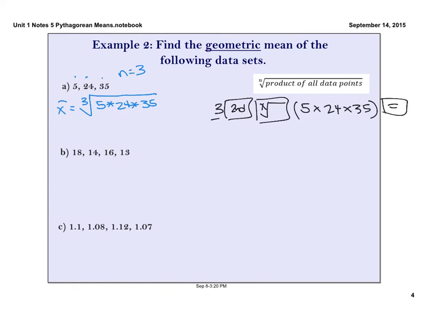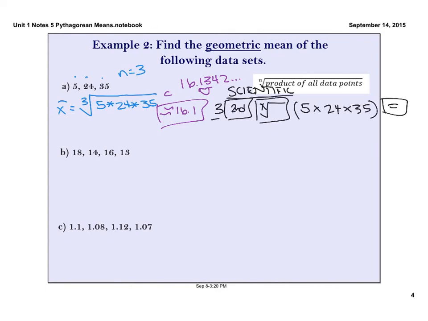5 times 24 times 35, close it. I end up with a mean here of 16.1342... My data is whole numbers, so I'm going to round to the 10th place. That's approximately 16.1. That's my answer there. Okay, so this is the key. These are the keystrokes for a scientific calculator.